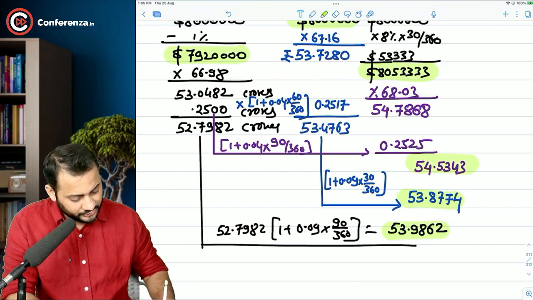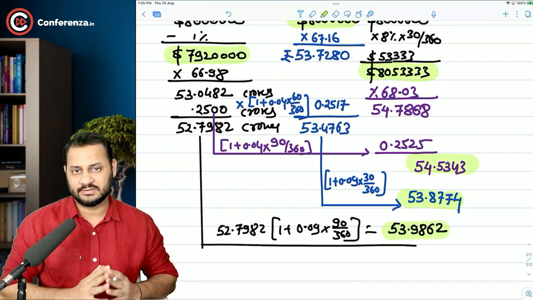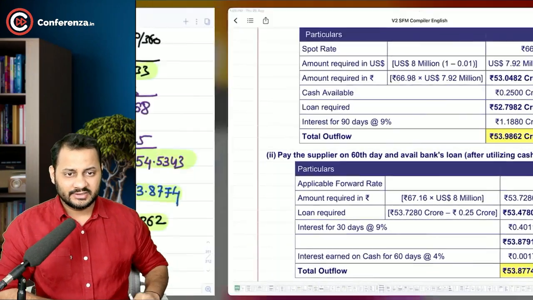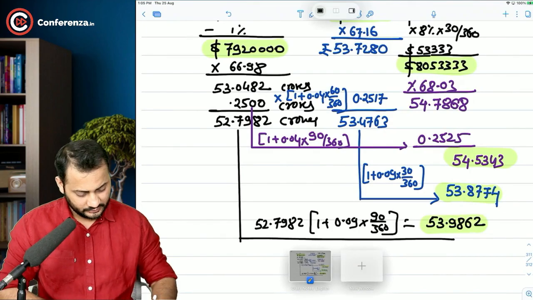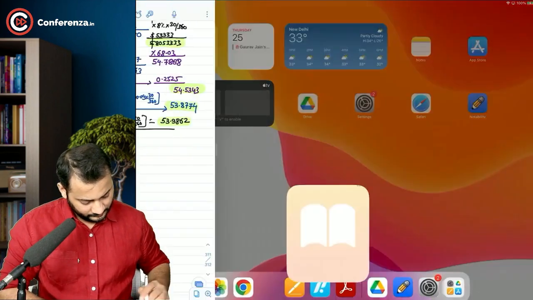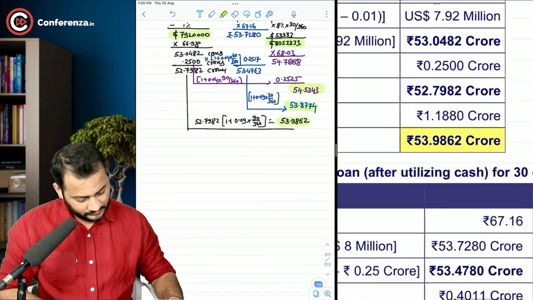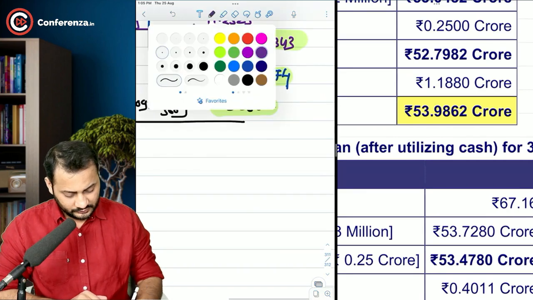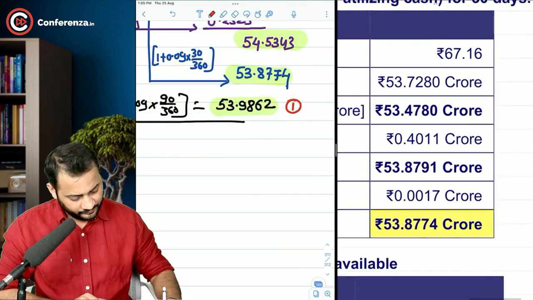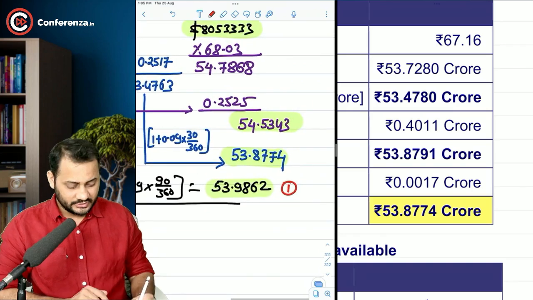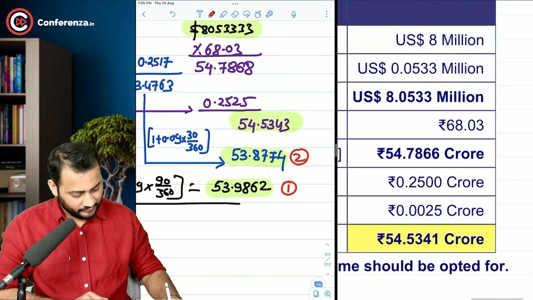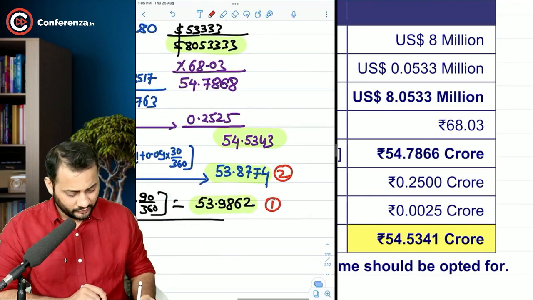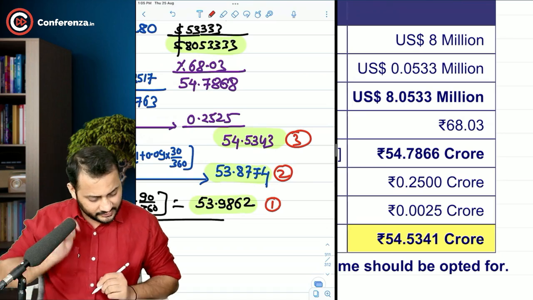Now you choose which option is better. Let me first check the answers, all the three answers. 53.9862. It's better to take it this way. 53.9862, the last one. This is the first answer. Then 53.8774, this is matching with this answer. And 54.5341, and it is 54.5343. This is third. Why is there a variation?